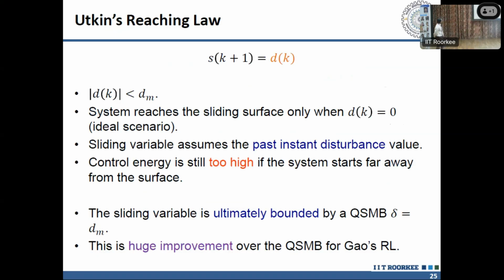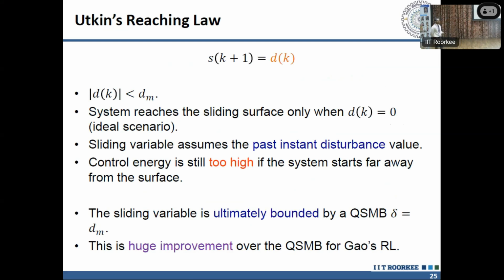Other things that we can see from here is that the sliding variable assumes the past instant disturbance value. With the sliding variable, if you plot it, you will be able to see what is the actual disturbance that was affecting the system one instant earlier. So you will be able to get a plot of that disturbance.